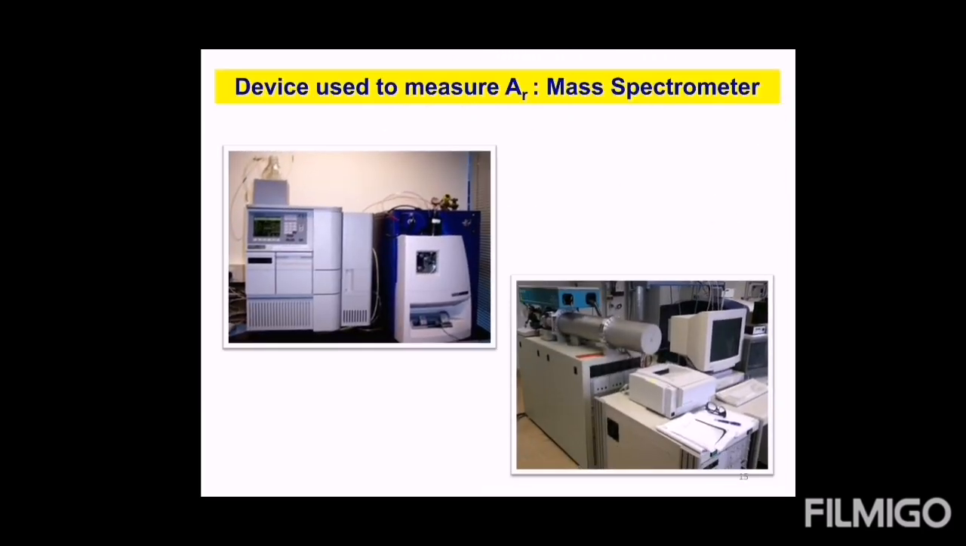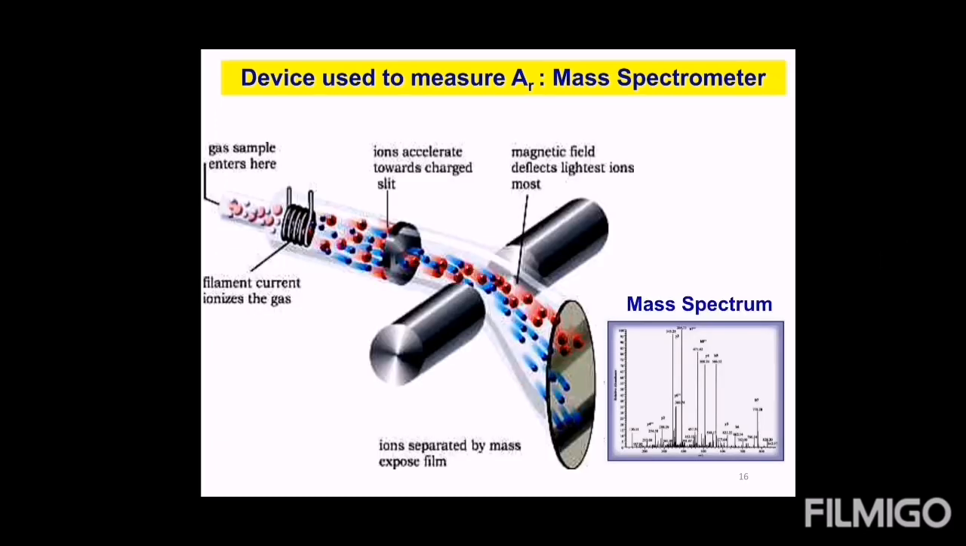So this is the device that we use to measure the mass spectrum. Okay, so the device is the mass spectrometer. This is the device. Right, you can look at the picture over there. And then okay, how the mass spectrometer works to measure the mass spectrum.